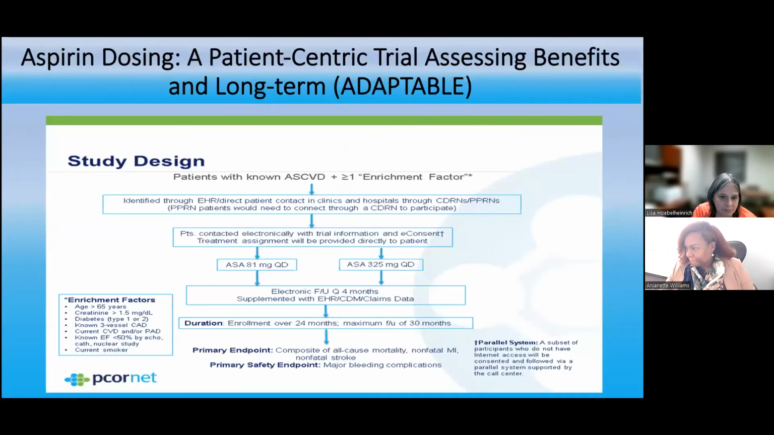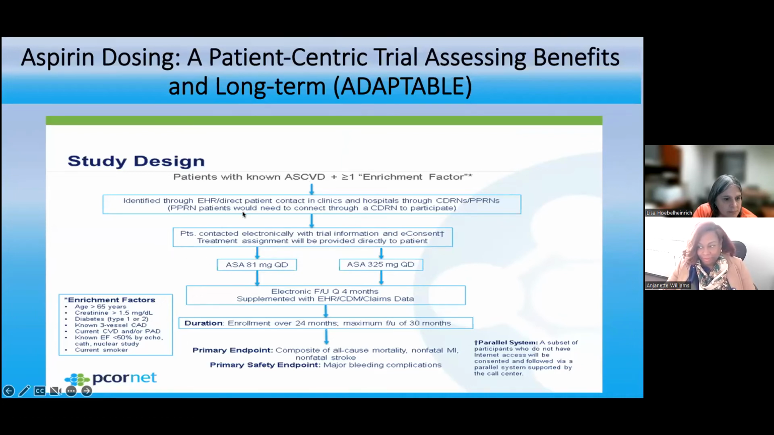And this is a study called ADAPTABLE, and you keep hearing about a computable phenotype quite a bit when you are working in collaborative research. It's nothing but inclusion-exclusion criteria that the lead site defines. And here the workflow is the patients with ASCVD with one or more of these enrichment factors described here: greater than 65 years, creatinine, diabetes, and all these other factors listed down.